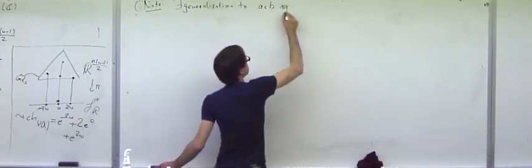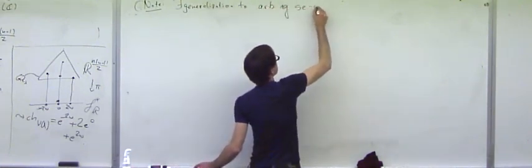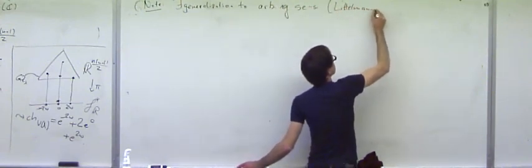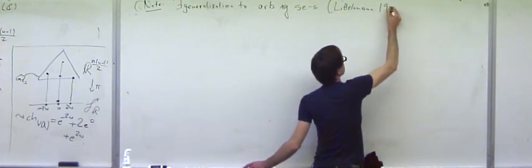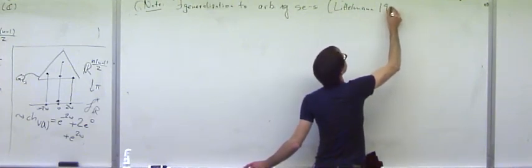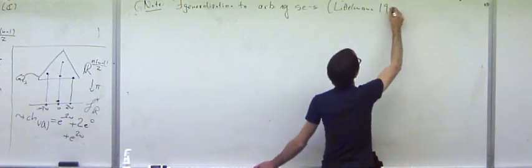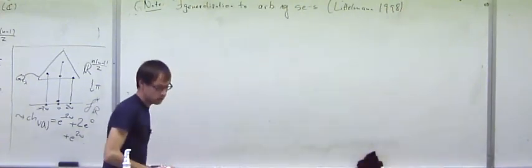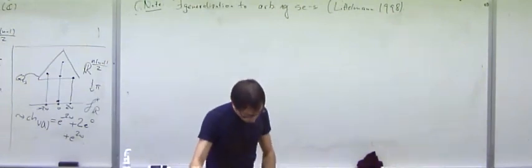Arbitrary G semi-simple, and this is Littleman 89, 98, 90, I think 98. Do you remember? Do you know? No. Anyway.